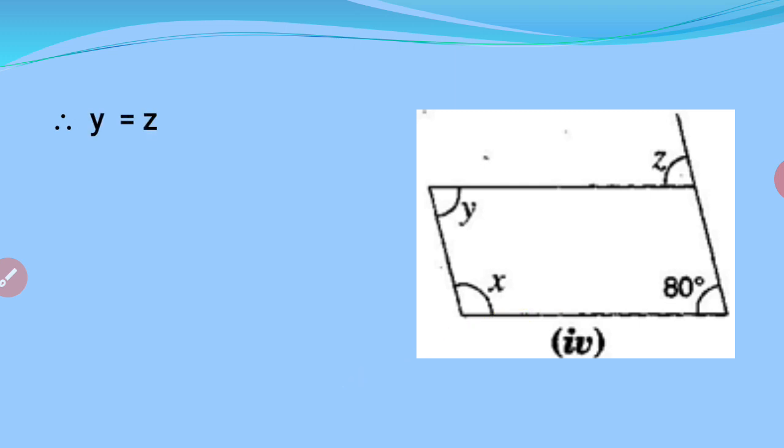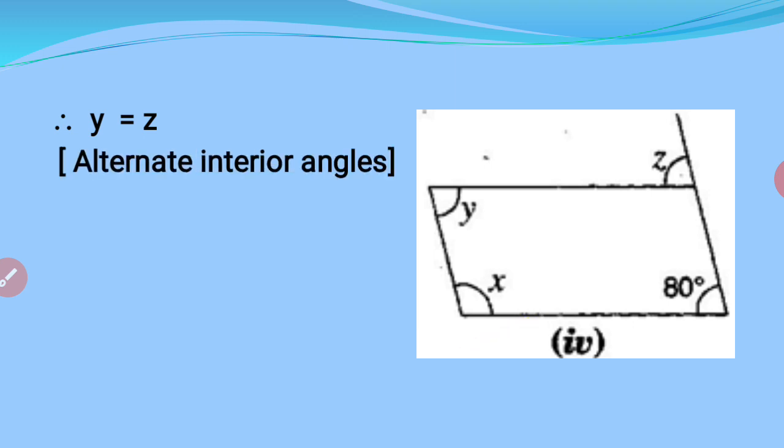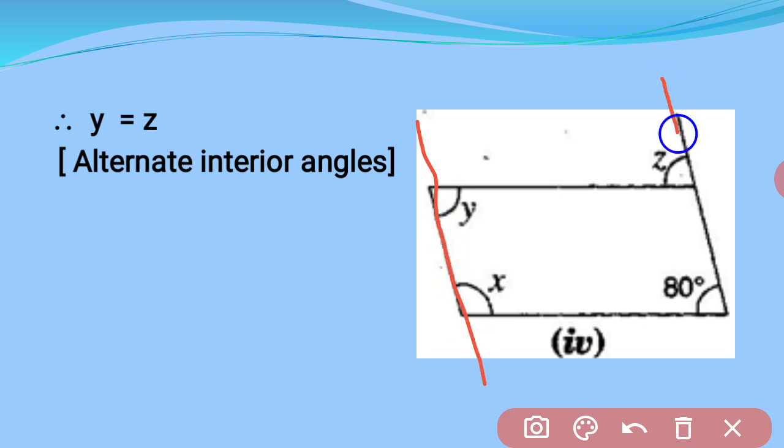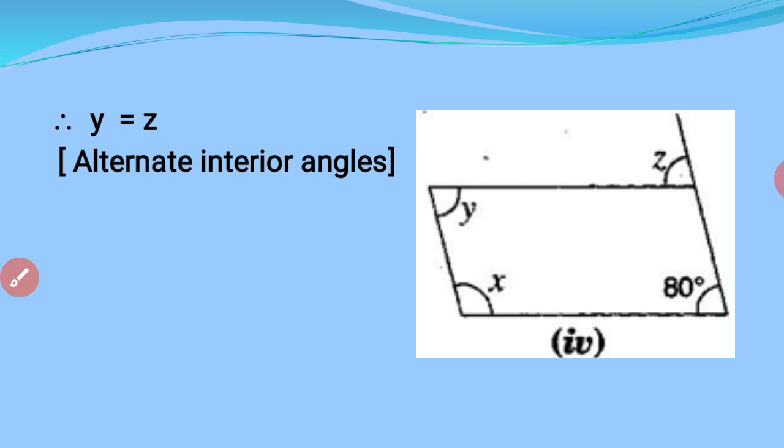Regarding y and z, we can say that they are alternate interior angles. Here we have considered this and this to be parallel lines and this one as the transversal. In that case, y and z are alternate interior angles. There are other methods of finding z also. You can proceed with any of the correct methods. So, we say that z is equal to 80 degrees.